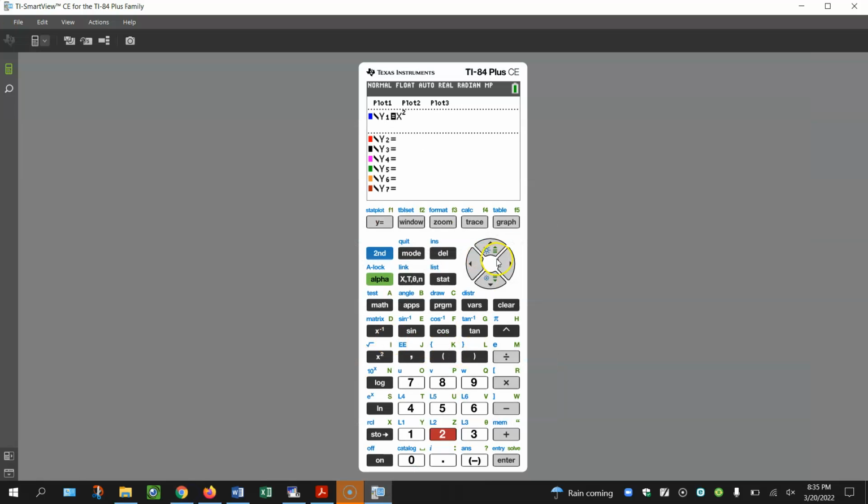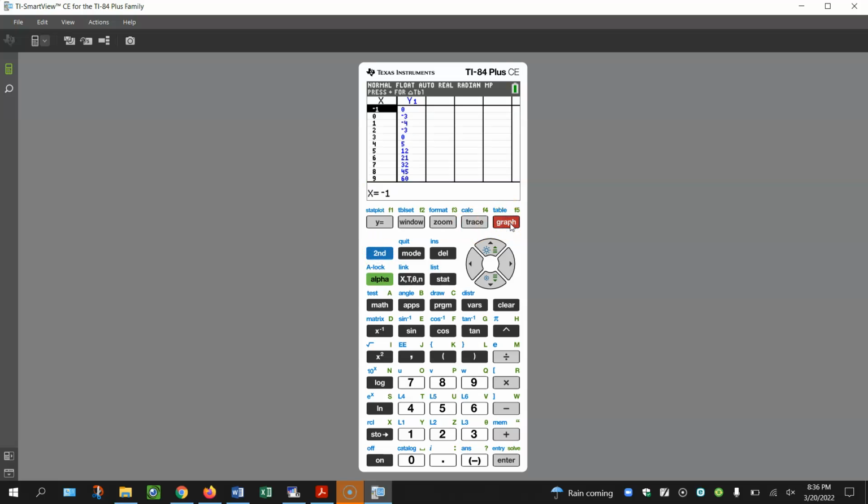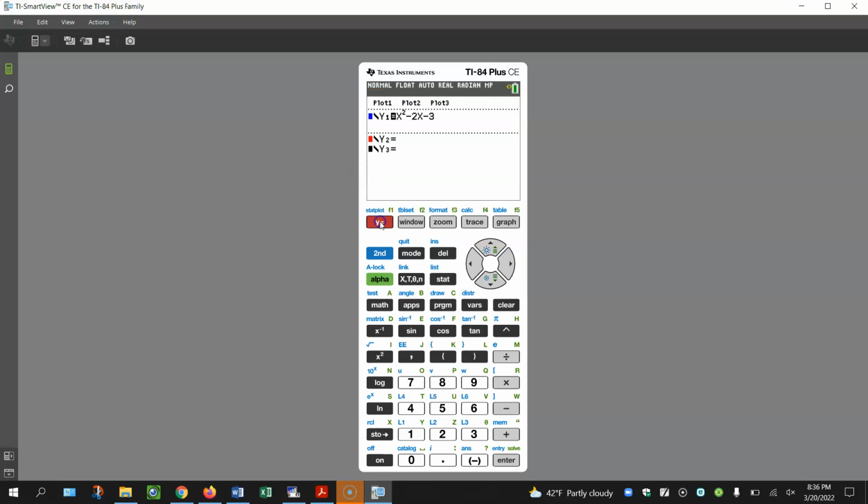Minus 2x minus 3. You're going to want to get a table. Obviously your table is not going to have this many numbers, but your goal is to get the table to match up just in the y column. That's going to occur somewhere between negative 10 and positive 10 for the x's, so don't go too far outside of that. If you look at the graph, you should be able to tell where the vertex is.